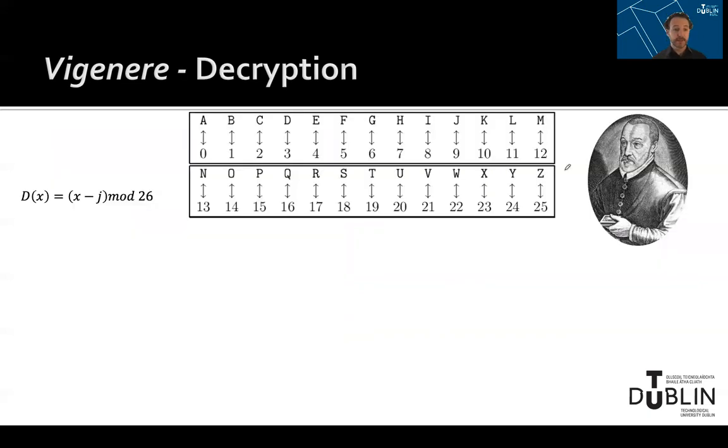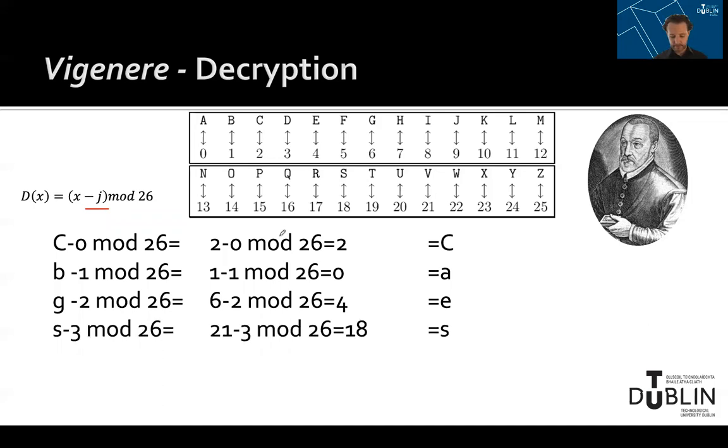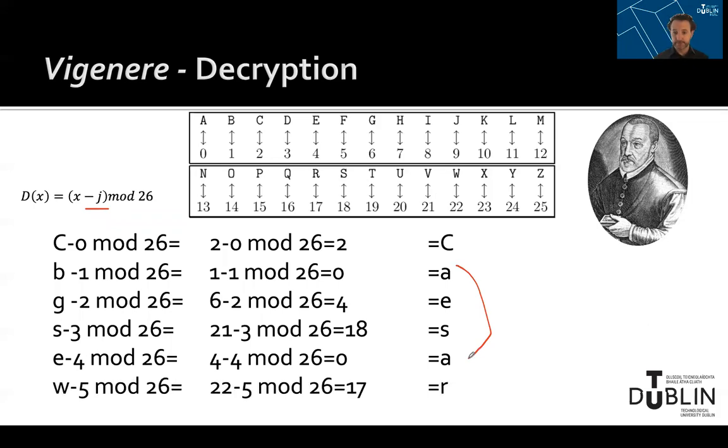So decrypting is just minusing J. So C minus 0, 2 minus 0, that's just C, that stays the same. B minus 1 gives you A. G minus 2, 6 minus 2 gives you 4, which is E. V minus 3 is 21 minus 3, 18, S. E minus 4, once again, goes back to A. So now we have that link. Even though they're encrypted to different letters, they get decrypted appropriately, and W.